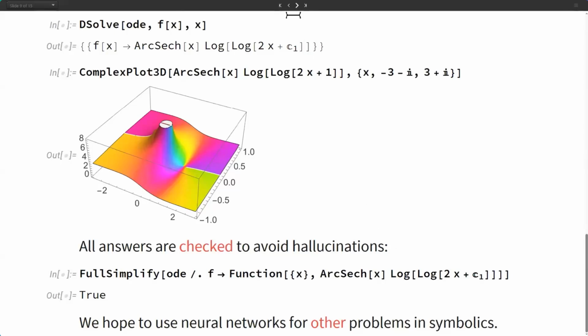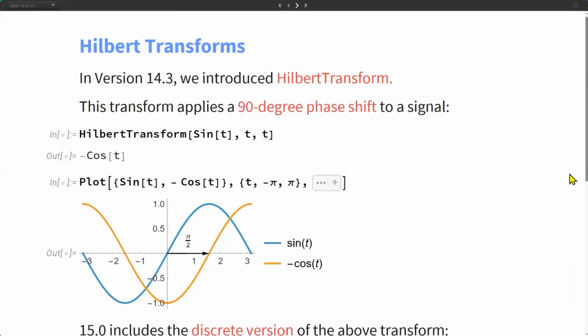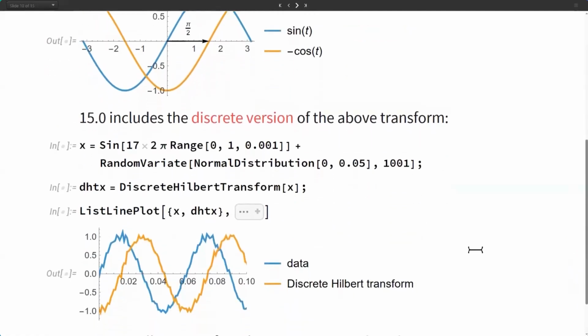Okay, so the other calculus improvement is Hilbert transform. In version 14.3, we introduced the symbolic Hilbert transform, which applies a 90-degree phase shift to a signal. So if you take the Hilbert transform of sine, you get a negative cosine. And so here is a pair of functions, sine, cosine, you see a shift by pi over 2. And what the new function does in 15.0 is it'll work with data. So here's some random data similar to the earlier one. And then again, we do the same thing and you see the shift over here, but now with data.